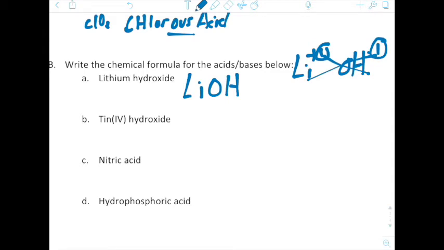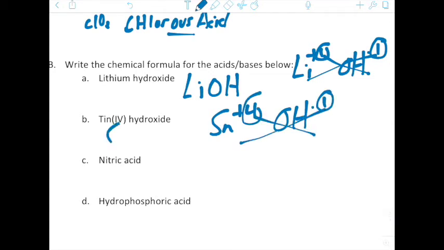Next we have tin 4 hydroxide. So tin is Sn, has a +4 charge. Hydroxide is OH -1. Bring down that 1, bring down that 4. We get Sn. It's not one to write there, but it's Sn(OH)4.